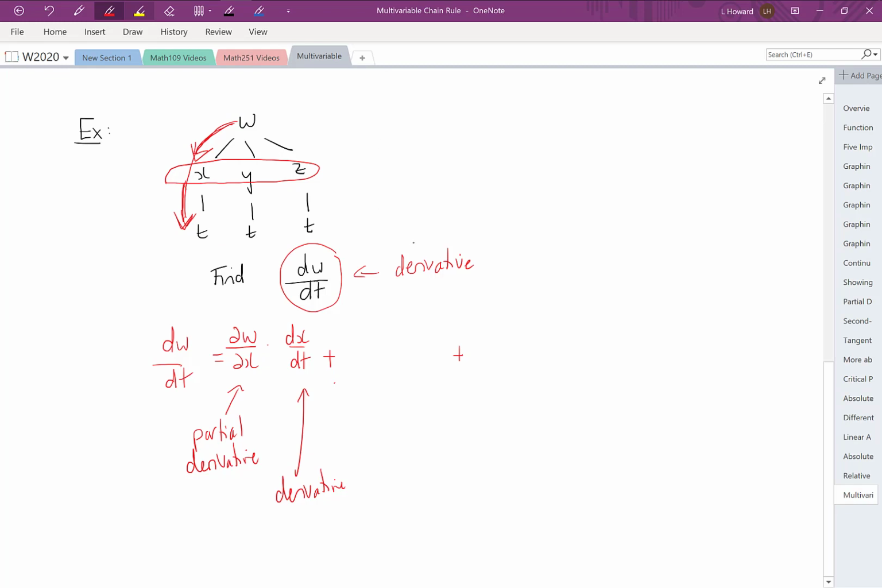Okay, so let's fill in our other 2 terms. We now need to talk about the path that goes through y. So we'd have partial derivative of w with respect to y times dy by dt. So that's a partial derivative times a derivative. And then finally plus partial derivative of w with respect to z times the regular derivative dz by dt.